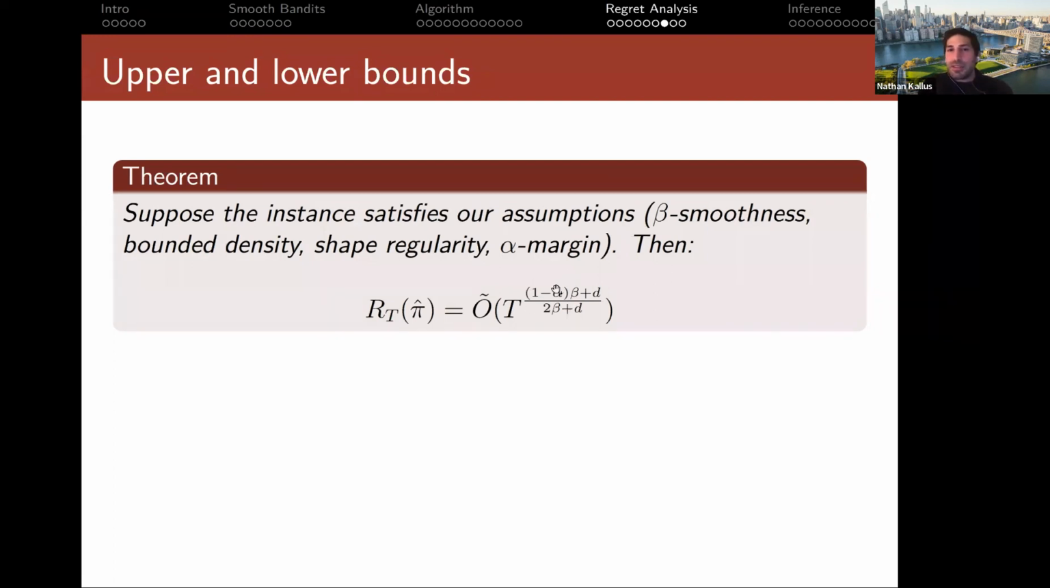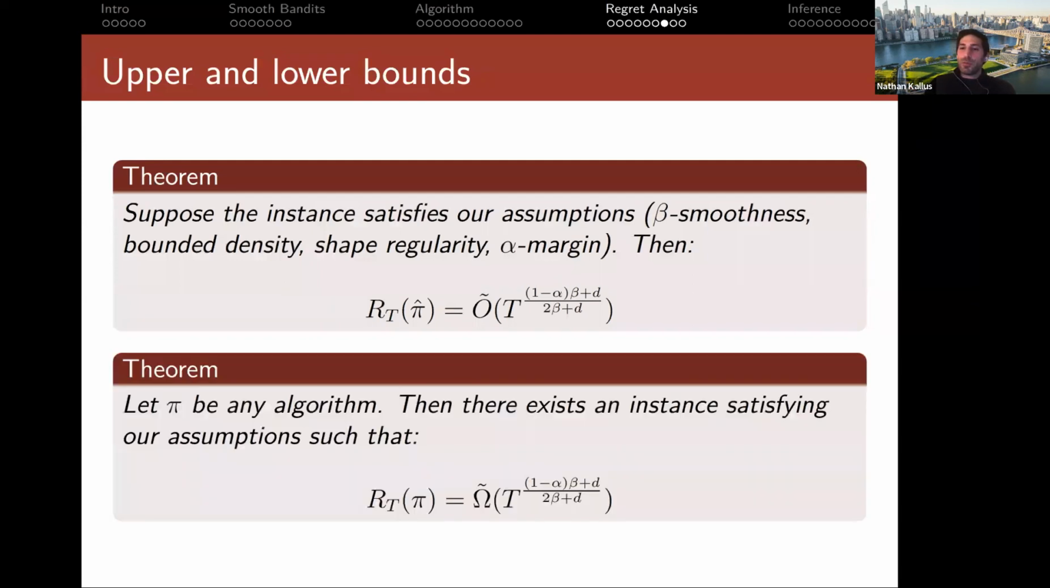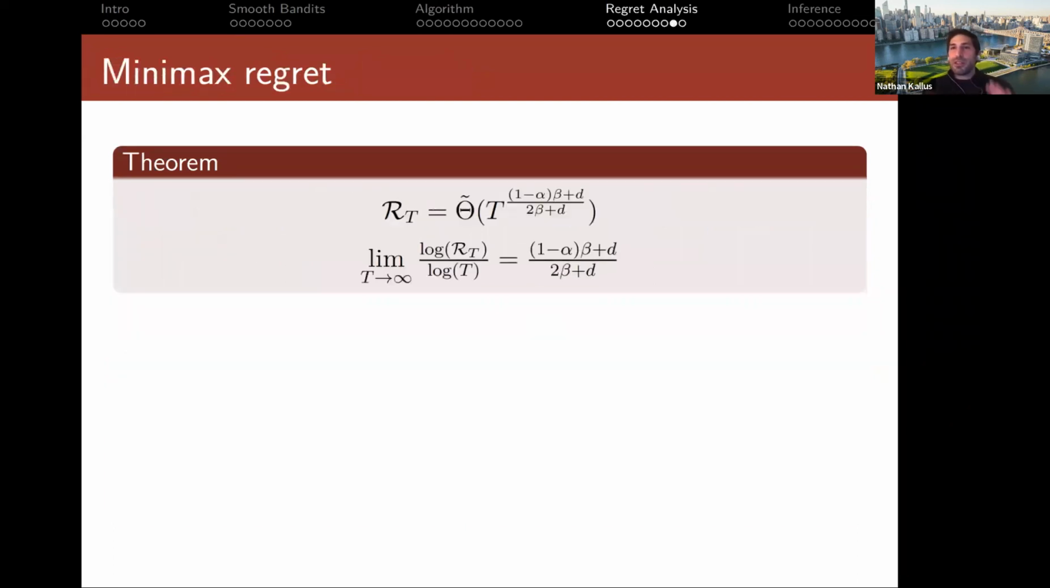First, before we dig into what this thing is, let's just ask, is this even the right rate? The answer is yes. We can also show that if pi is any algorithm, not just the algorithm we just presented, then there's always going to be some instance that satisfies all the same assumptions, beta smoothness, bounded density, shape regularity, and alpha margin, with the same parameters, such that the regret of this algorithm is at least the same polynomial in T. Okay, there could be some mismatch in the polylogs between these two bounds, but the polynomial term matches. So putting these two things together, we have shown that the minimax regret is exactly of this order, up to polylogs.